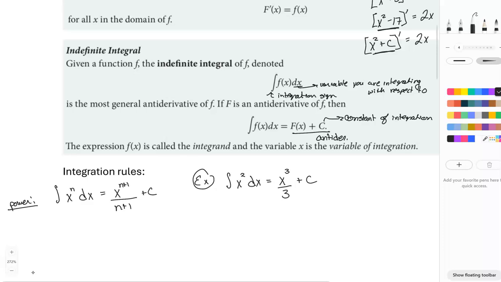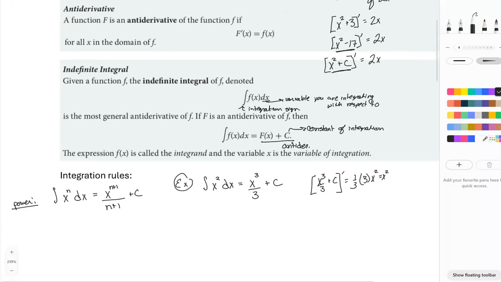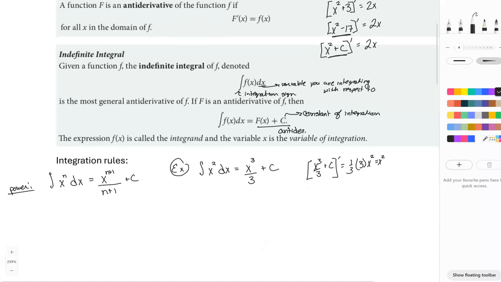And you can always check it by taking the derivative. If I were to take the derivative of this, I would keep the 1/3, because remember this is multiplied by 1/3. I would bring that exponent down and I would subtract 1 from the exponent. And we know the derivative of a constant is 0. So that's going to give you that x squared, which is what we started with. That was your lowercase f of x from that definition we talked about a minute ago.